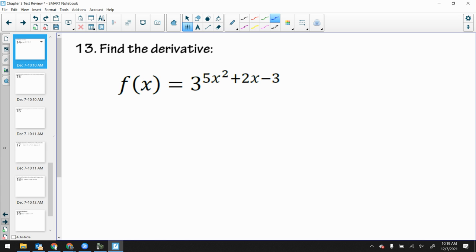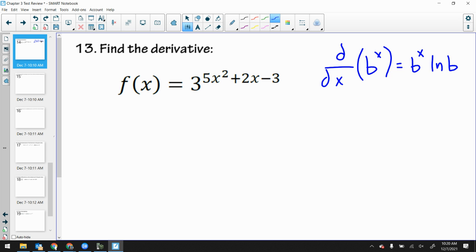Find the derivative: 3 to the 5x squared plus 2x minus 3. Now, you have to remember the rule about b to the x. This is on the formula sheet, the one that you don't get. d over dx of b to the x is b to the x ln b, right? b to the x ln b.